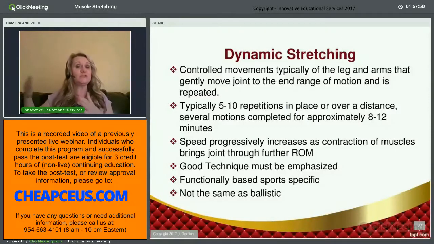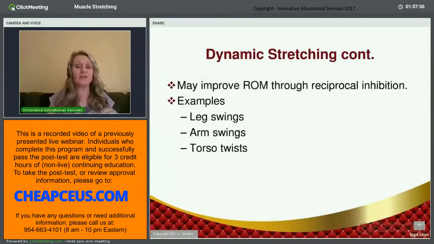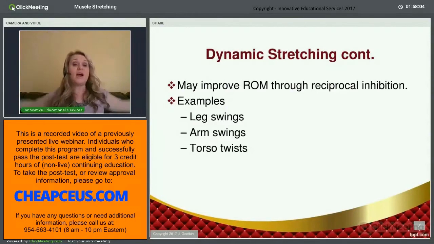And over time, it's going to progressively increase their range of motion. It's not ballistic stretching. When the individual is performing, let's say, their arm swings, I'm not bouncing at the end range of abduction or flexion. I'm taking myself through this range of motion, and as that muscle warms up, as I contract it and relax and then contract the agonist, it is going to allow progressively for greater range of motion.